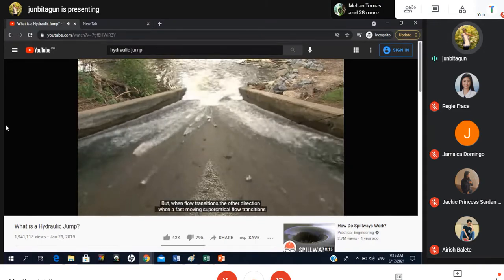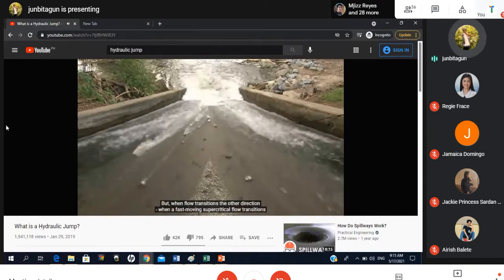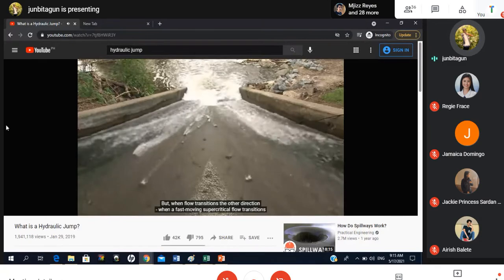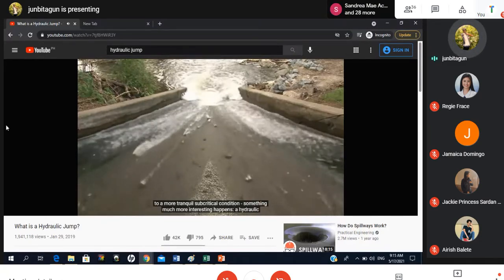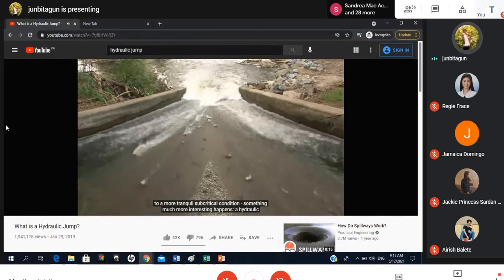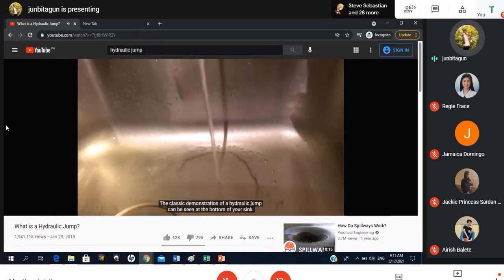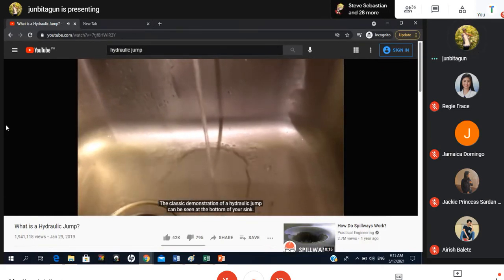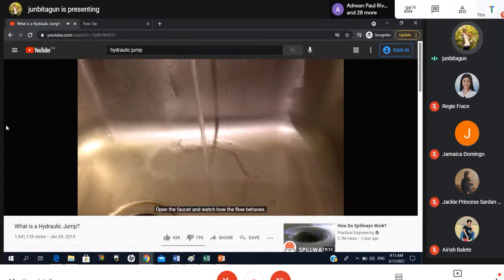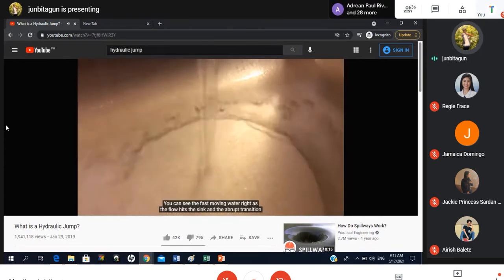But when flow transitions the other direction, when a fast-moving supercritical flow transitions to a more tranquil subcritical condition, something much more interesting happens: a hydraulic jump. The classic demonstration of a hydraulic jump can be seen at the bottom of your sink. Open the faucet and watch how the flow behaves. You can see the fast-moving flow right into the stream.